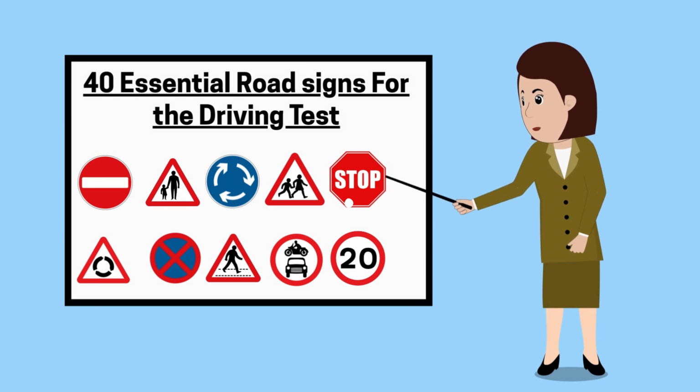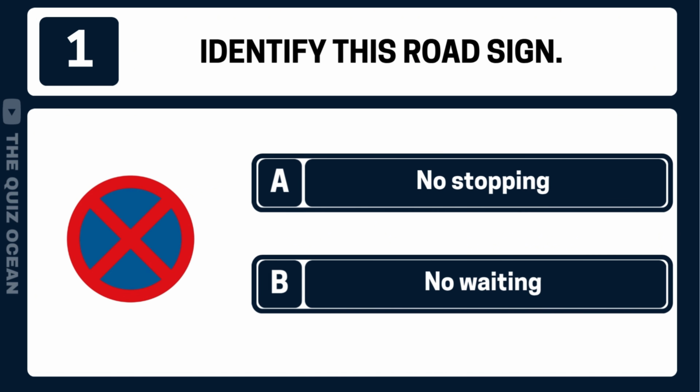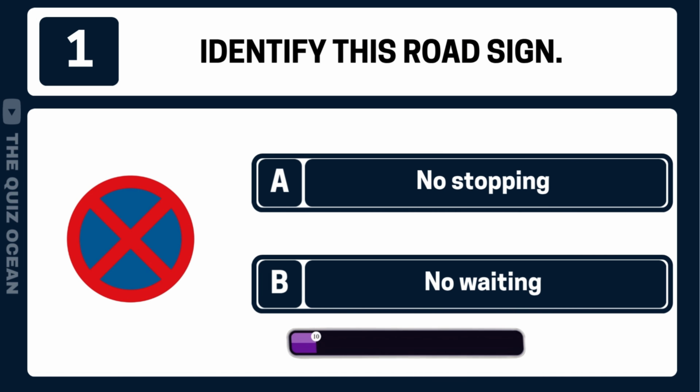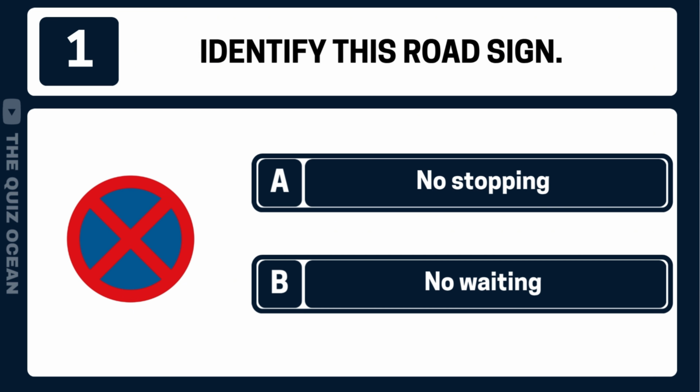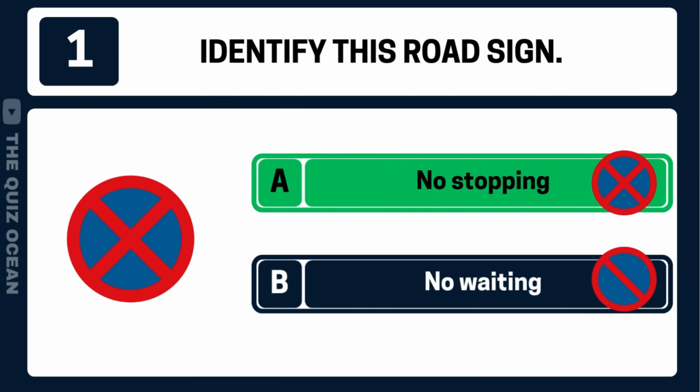Okay, let's dive in. Identify this road sign. A. No stopping. B. No waiting. The answer is A. No stopping.